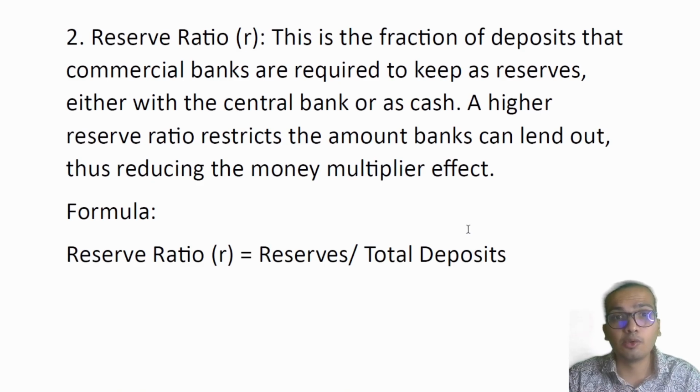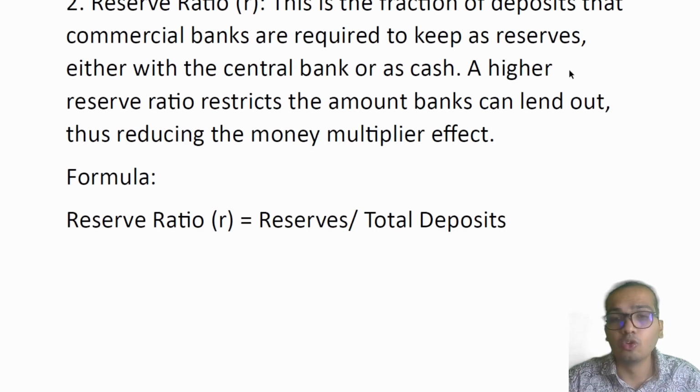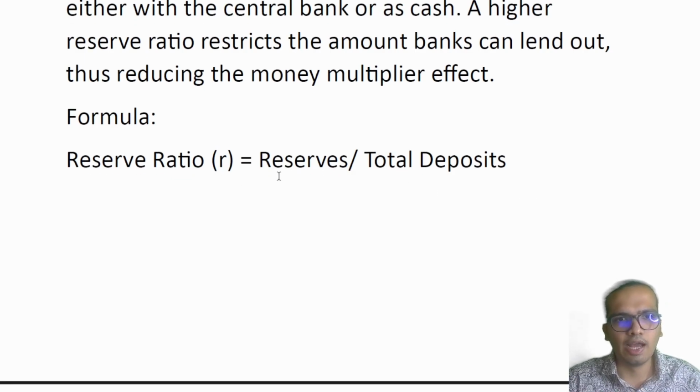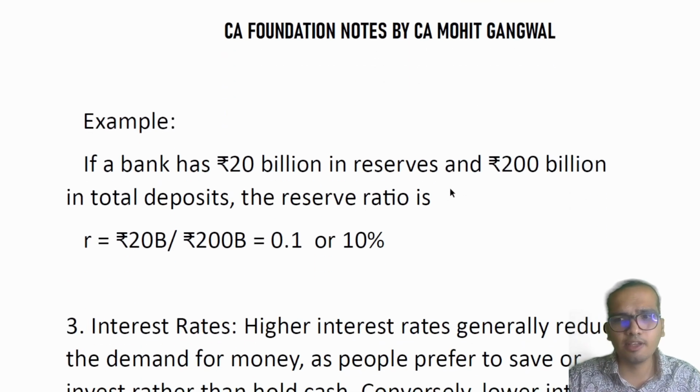Then comes reserve ratio. So this is the fraction of deposits that commercial banks are required to keep with themselves as a reserve, either with the central bank or in cash form. In India, the central bank is the RBI. So a higher reserve ratio restricts the amount banks can lend out, thus reducing the money multiplier effect. So the less the reserve to be kept, the more amount could be lent, and vice versa. So reserve ratio, or R, equals reserves divided by total deposits. Here is an example for it.